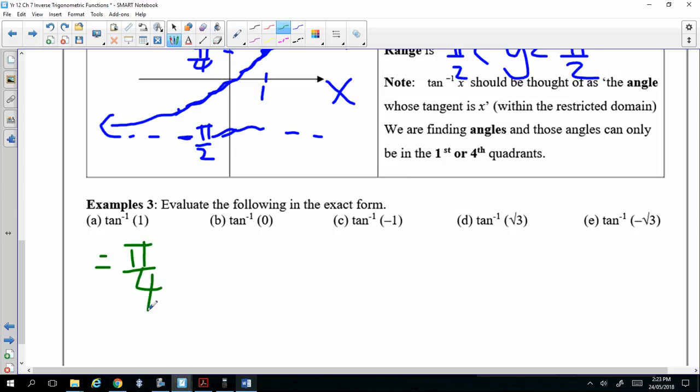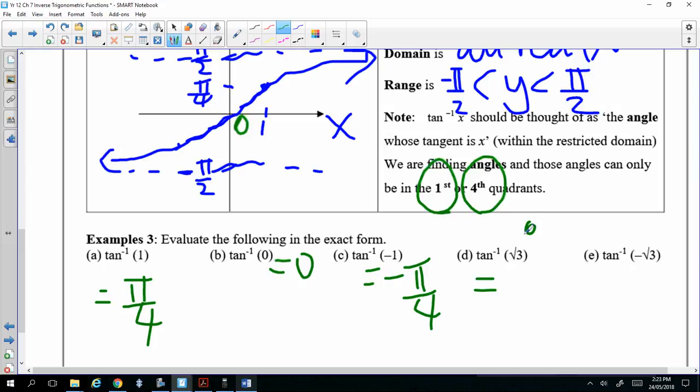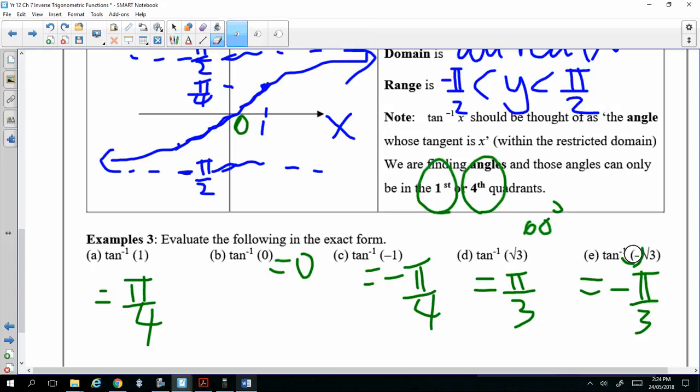Tan inverse of negative 1, you get negative pi over 4. So it's going to be in the first and the fourth quadrant. If it's in the fourth quadrant, the angle will be negative. And tan inverse of root 3 is 60 degrees, and that will be pi over 3. That will be negative pi over 3 if it's negative. Right, done. Alright, good. Any questions?